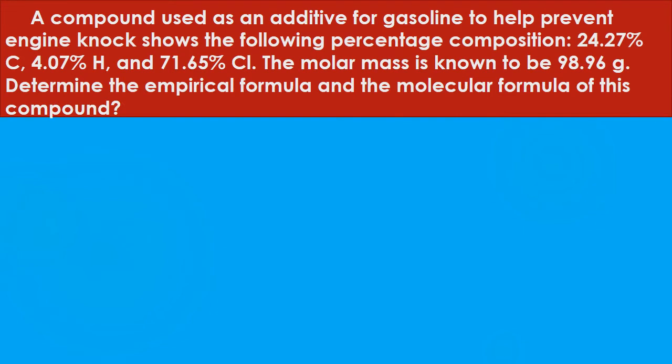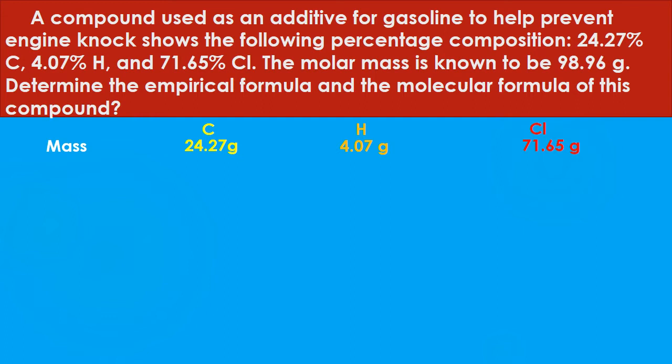Now, a compound used as an additive for gasoline to help prevent engine knock shows the following percent composition. So we have 24.7% carbon, 4.07% hydrogen, 71.65% chlorine. We're told the molar mass is known to be 98.96. And we're asked to determine the empirical formula and the molecular formula of this compound. So we're incorporating both steps in this problem. So we start by calculating our empirical formula. So we have carbon, hydrogen, and chlorine. And since we're given percent, we're going to assume it's out of 100 grams. So the masses will be the same as the percentage, except we change it to grams now.